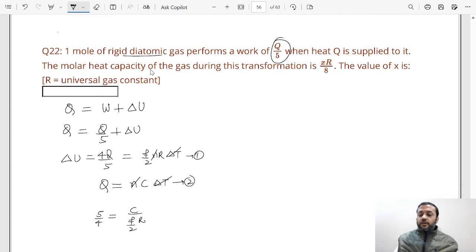For a diatomic gas, rigid means we have to ignore vibrational degrees of freedom. For a diatomic gas F will be 5, which means C will become 5R by 2 into 5 by 4. That means 25R by 8. That means X becomes 25. I hope you would have understood. Easy question. I think most of you should have done this.